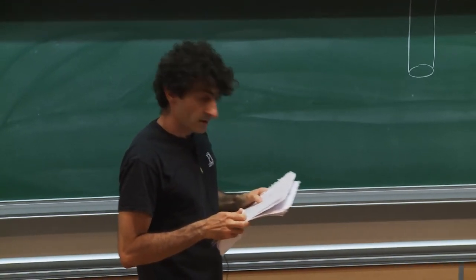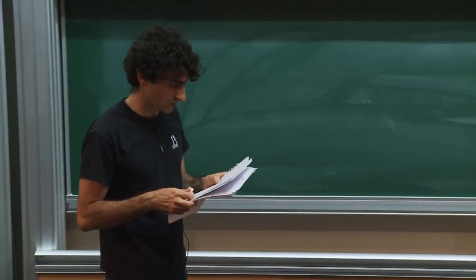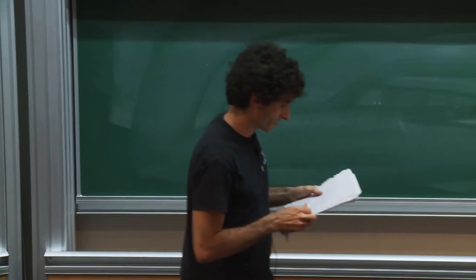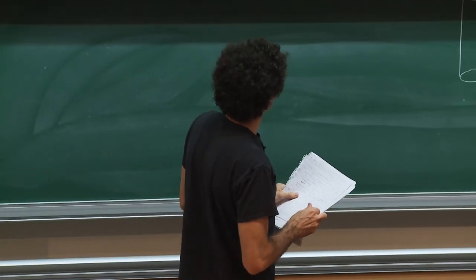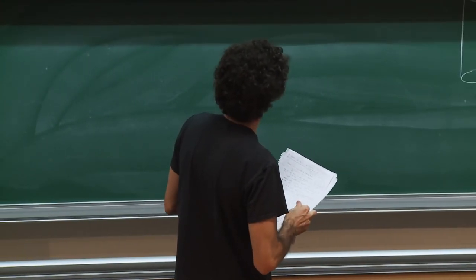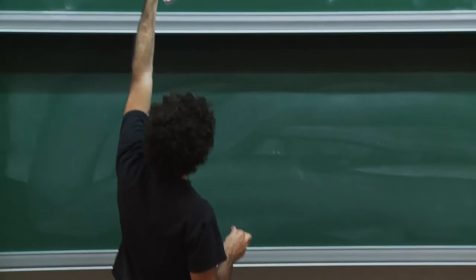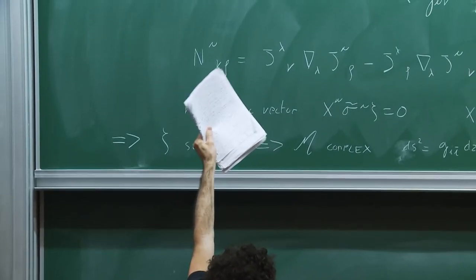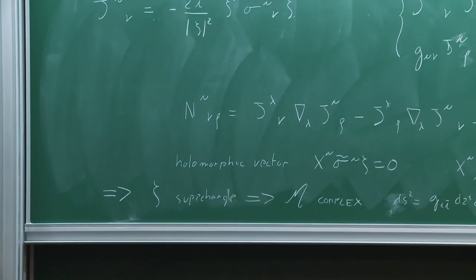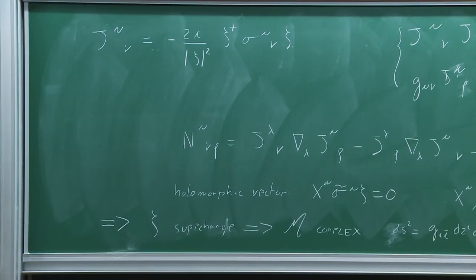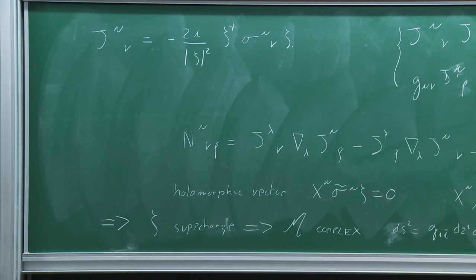Are there any questions so far? So is it a statement that if there is a solution to the general equation? Yeah, if there is a solution to those equations, then from that solution you can build a complex structure, therefore your manifold is complex, and the metric is Hermitian.